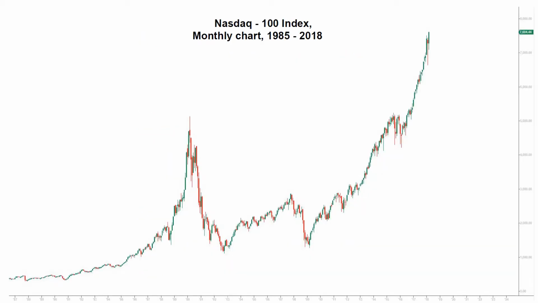Okay, let's get started. So this is how the monthly Nasdaq chart looks if you put the whole history I have on one screen, from 1985 to 2018. So clearly we have a bullish trend and we have two major segments of that move up.